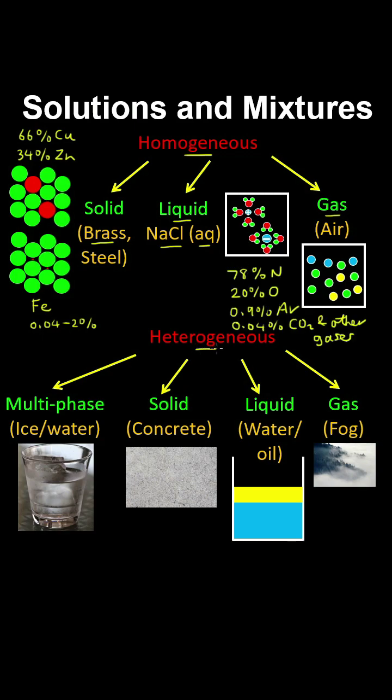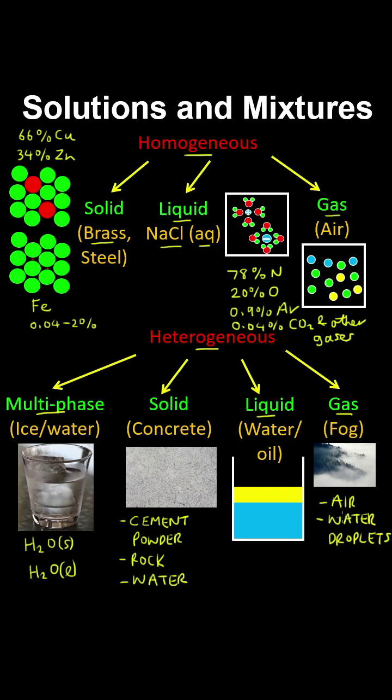Now in heterogeneous mixtures, the macroscopic properties depend on the location in the mixture, and these can also be multiphase. So for example, ice floats on top of water because ice has a lower density, and here you have concrete, which is comprised of cement powder and rock or aggregate mixed with water to form a paste, which hardens into a solid block. And oil floating on top of water is an example of a heterogeneous liquid, and fog is an example of a heterogeneous gas, where air and water droplets are distributed non-uniformly in the atmosphere.